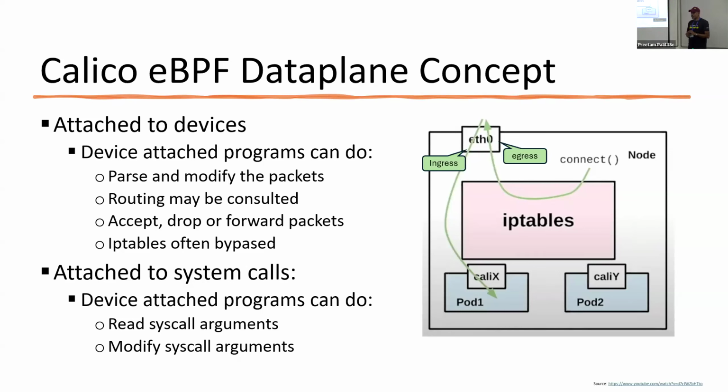And the other place where we attach it is the system calls, right? Where you can typically read your syscall arguments or modify your syscall arguments, which means program A wants to connect to a point B, but you can write a program that says, okay, that is not the point you are supposed to be connected to. You are supposed to be connected to another point, right? Those are the concepts that Calico eBPF has built on.